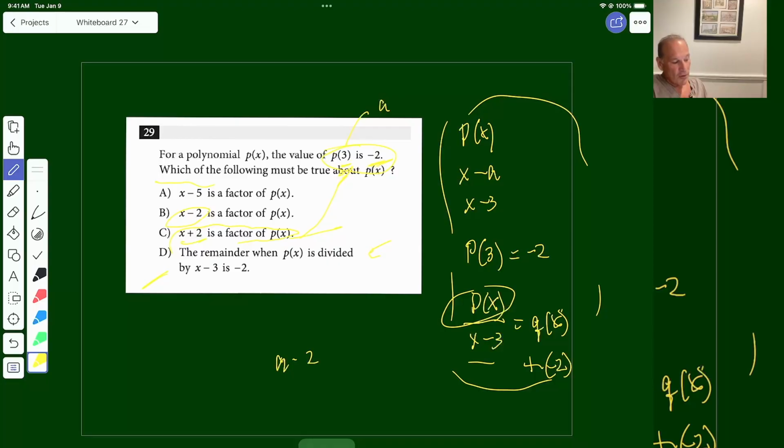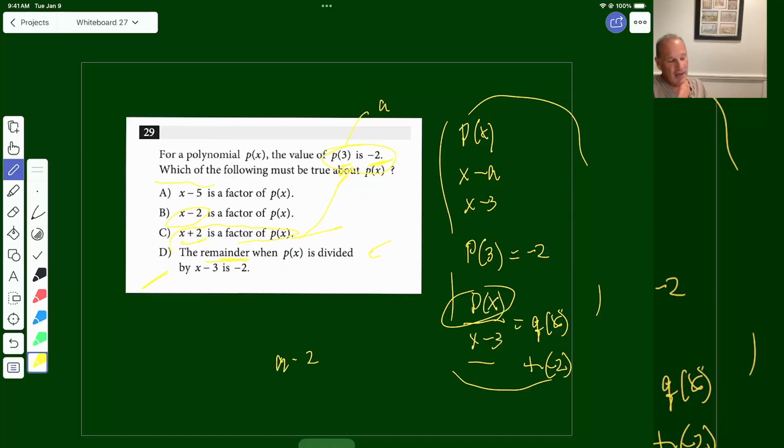We also looked at the answers. The answer has this remainder here. So again, another clue that this is about the polynomial remainder theorem. I looked at the information that was provided to me. I saw that a would have to be 3 for the polynomial remainder theorem, so I filled that in. I knew that the value of p of 3 was minus 2, so I knew that was going to be the remainder, and that fit my choice D.